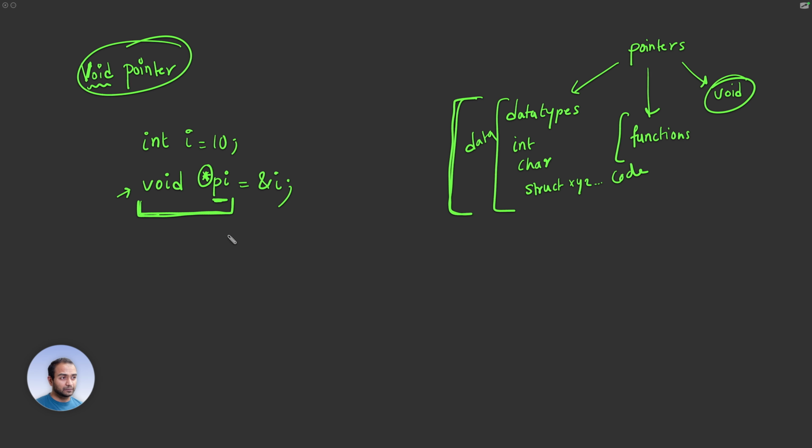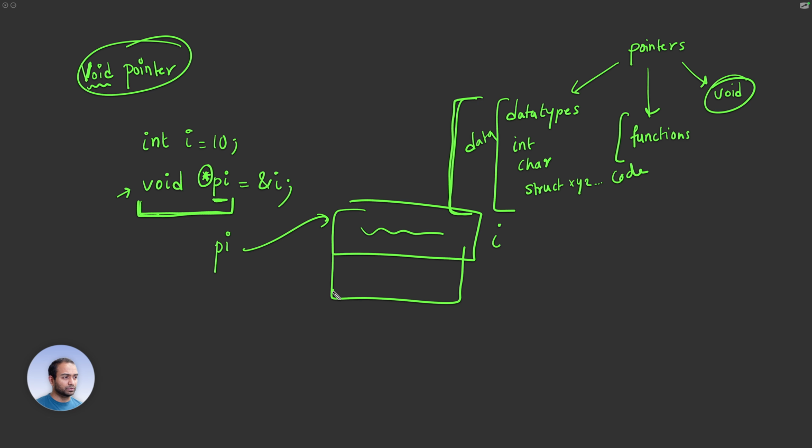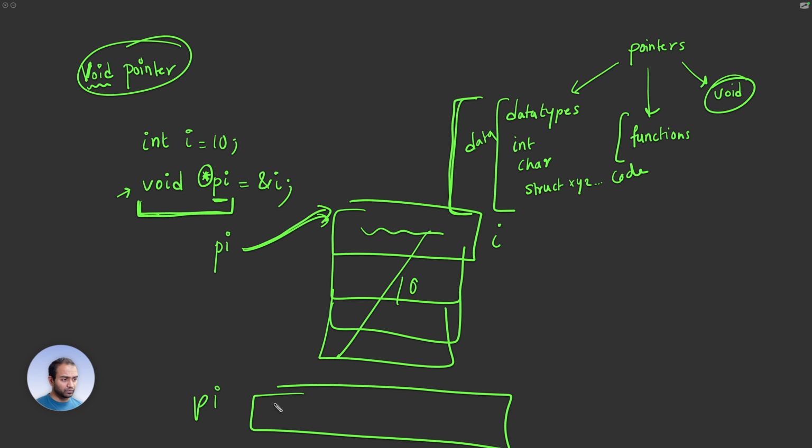Now, that said, pi is then pointing to a memory location where you have i stored, right? And i being an integer would actually be stored in 4 bytes. It would consume 4 bytes, and the starting byte is what pi will point to. And pi, of course, will be some memory location where the address of i is saved, right?